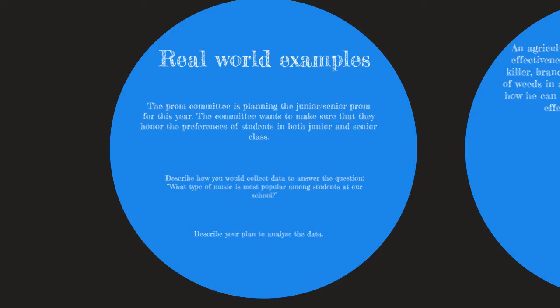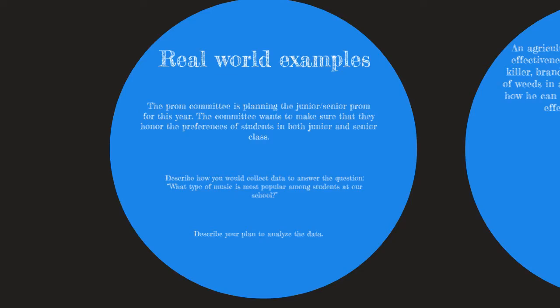Describe maybe how you would collect the data to answer the question, what type of music is most popular among students at your school? So how would you go about collecting enough data from a sample of your population to get a good feel of what the DJ needs to play at prom?